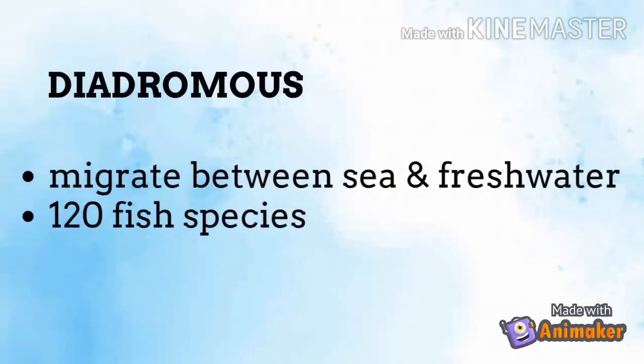When fish can migrate from freshwater to sea or from sea to freshwater, it is called diadromous migration. There are about 120 species of fish that are capable of overcoming osmotic barrier.